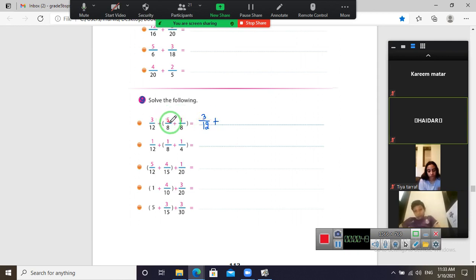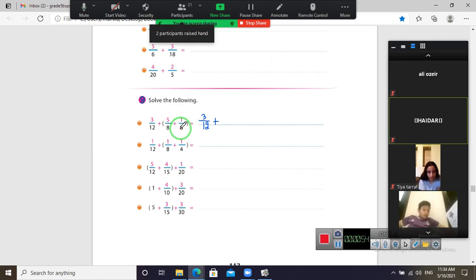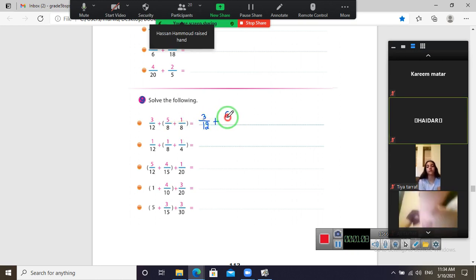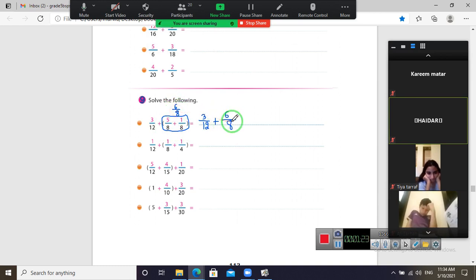What I have between the parentheses here is 5 over 8 and 1 over 8. They have the same denominator, so I can add them. If they didn't have the same denominator, I should reduce them to the same denominator, like in the second example I explained. Now I have 5 plus 1, it will be 6 over 8. Instead of these operations, I will write 6 over 8 here.